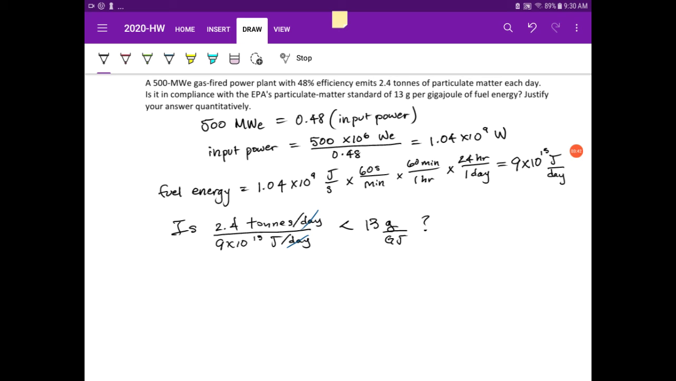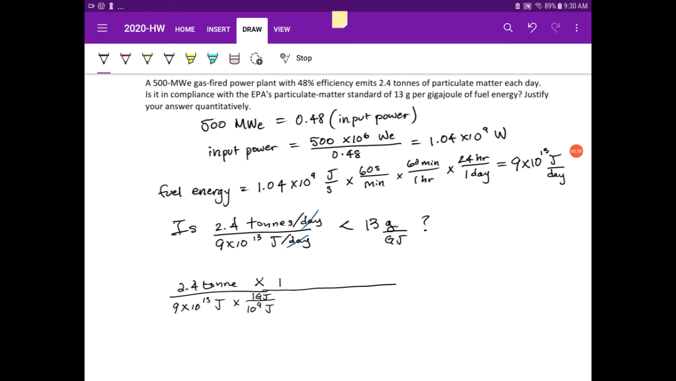Okay, so maybe the first thing we want to do is convert 9 times 10 to the 13 joules to gigajoules. So 2.4 tons over 9 times 10 to the 13 joules times 10 to the 9 joules is 1 gigajoule. So we're going to do that in the denominator. And then on the top, we need grams.